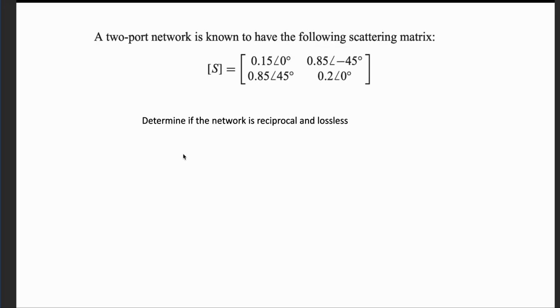Reciprocal, sir. This is reciprocal. S is equal to S transpose. Why? Sir, S is equal to S transpose, no? Okay, let's check. I will go through the solution. Any other answer?